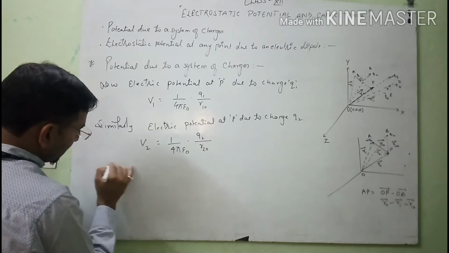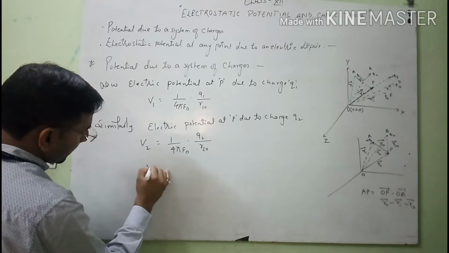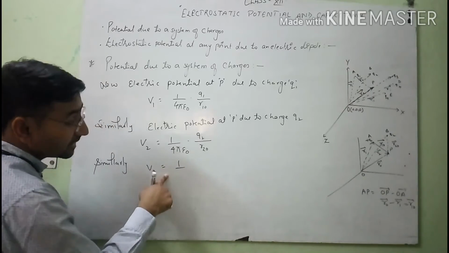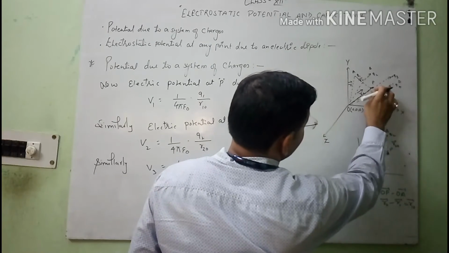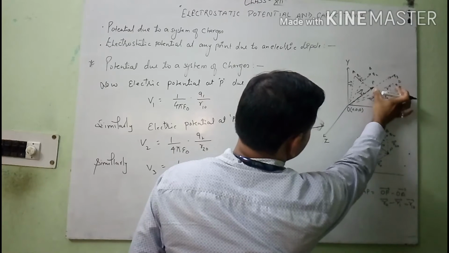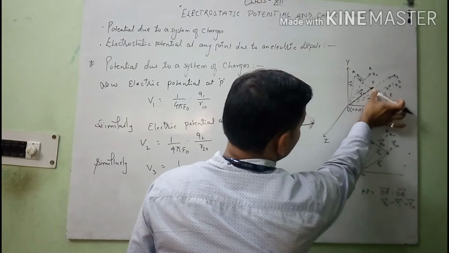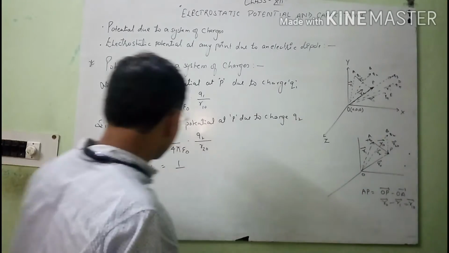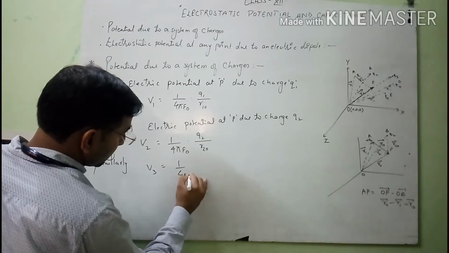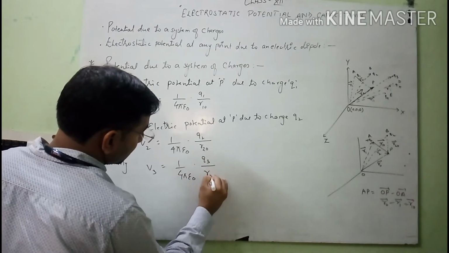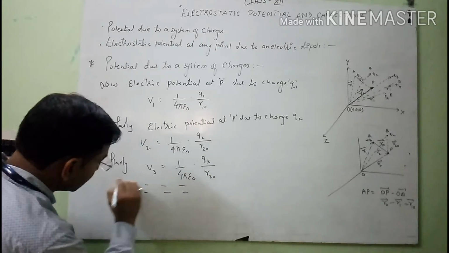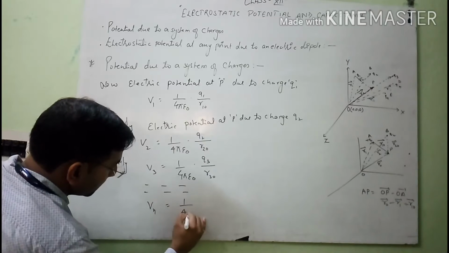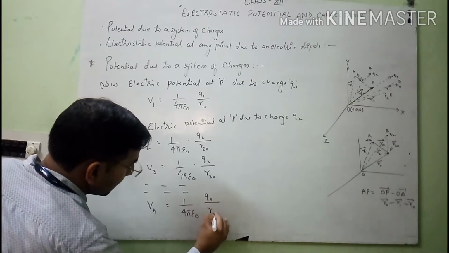Similarly, in the same manner, we can write V3, the electric potential at point P due to this charge Q3, and likewise for Q4, Q5, Q6, up to Qn. So the electric potential at point P due to charge Q3, denoted by V3, equals 1 over 4 pi epsilon naught, Q3 by R30. And so on. After following the same process, the electric potential at point P due to charge Qn is 1 over 4 pi epsilon naught, Qn upon Rn0.